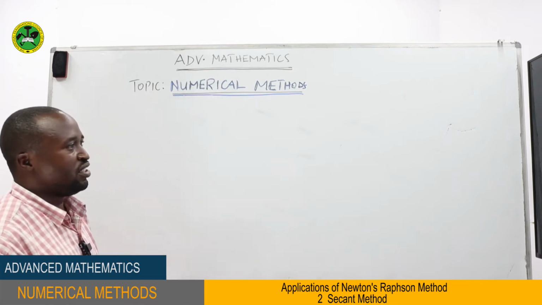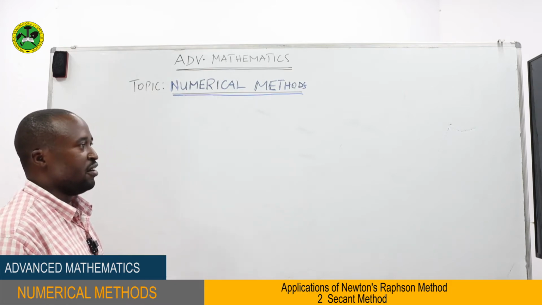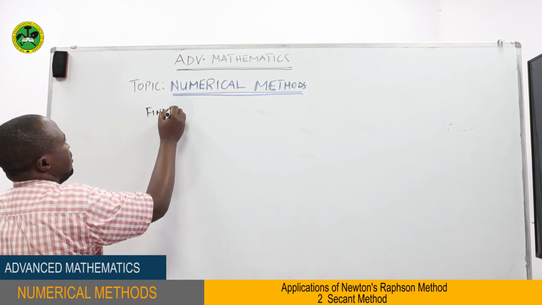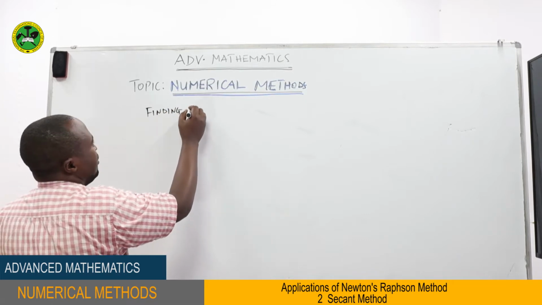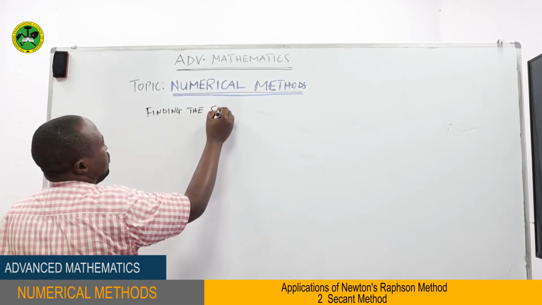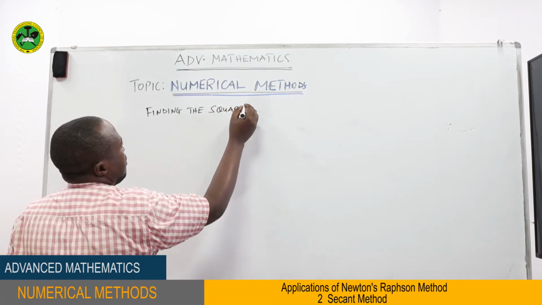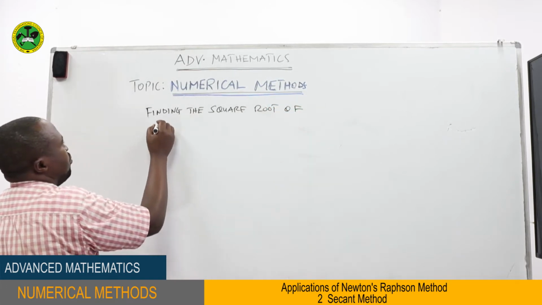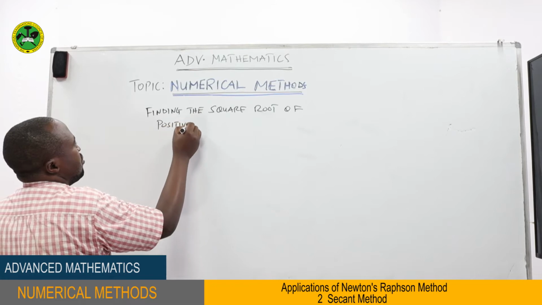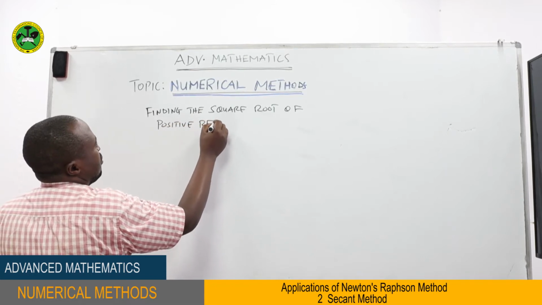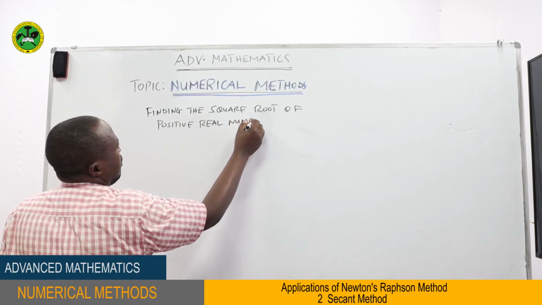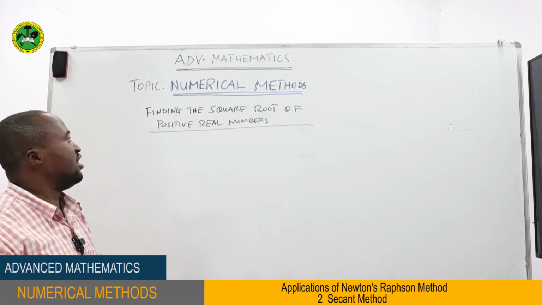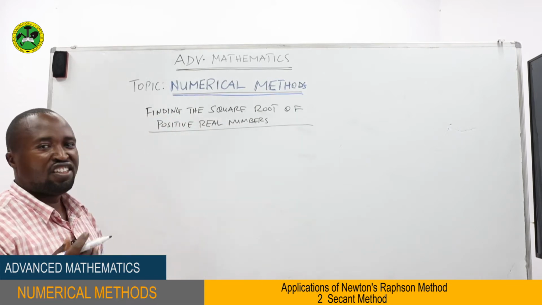So, my dear student, we are starting with, that is one, finding the square root of positive real numbers. That is what we are going to start with. Just find the square root of positive real numbers.